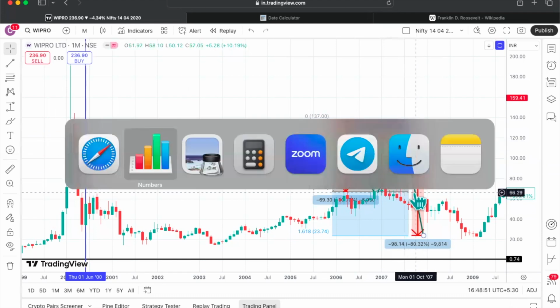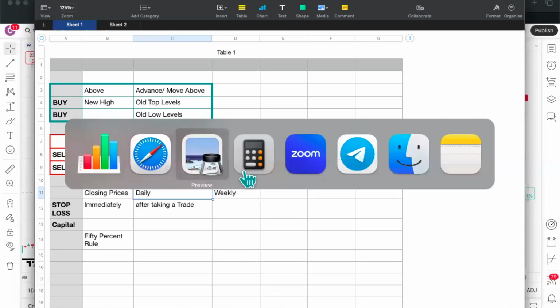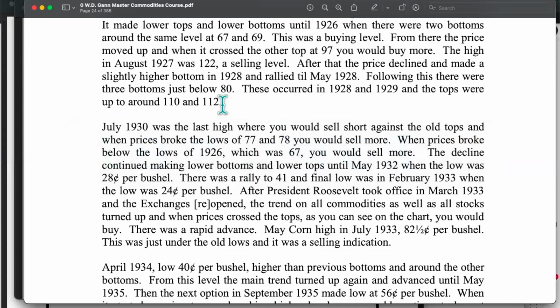Why is it so? It has been mentioned over here by Gann himself. In August 1927 the high was 122, a selling level. Very clearly been given over here. What has been given? This is a selling level. Why is it a selling level? Probably this is a hidden rule which we need to work out.